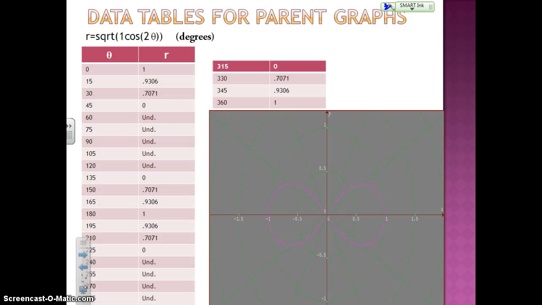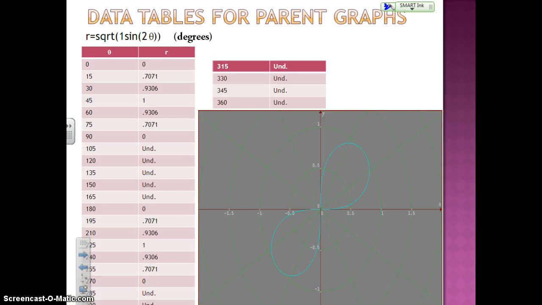Here we see the data table for the parent graphs of cosine. It's important to point out that after 45 degrees, the values of r become undefined. This is because the coefficient of theta in this equation is 2, and so after 45 degrees, the values of cosine become negative, and you cannot have the square root of a negative number. It's also important to point out that after 180, the values repeat because of the 2, and it'd be like having another period.